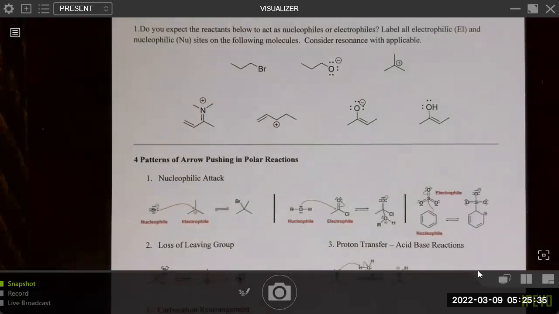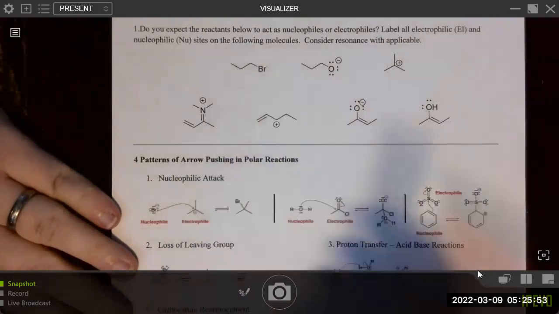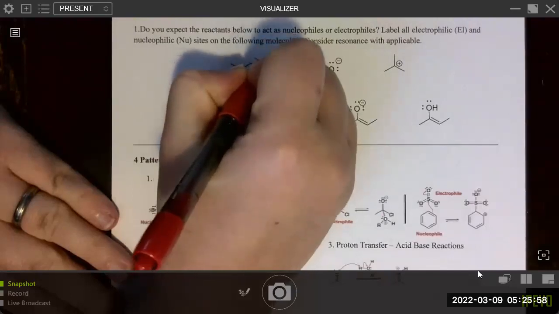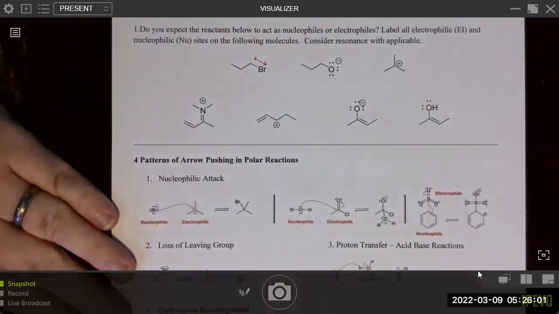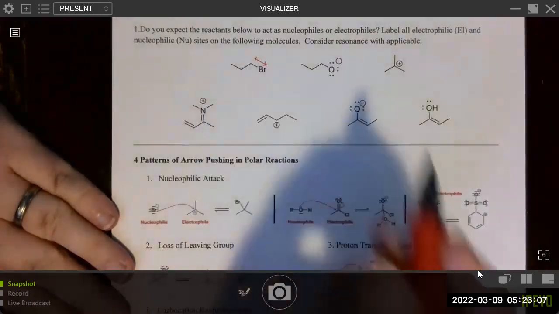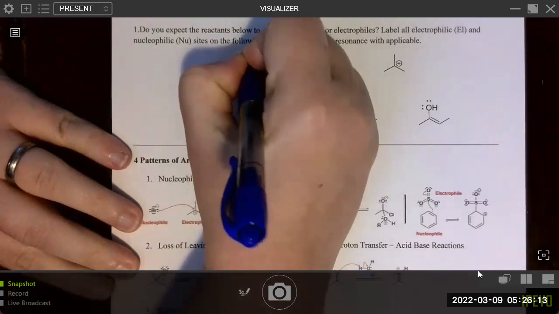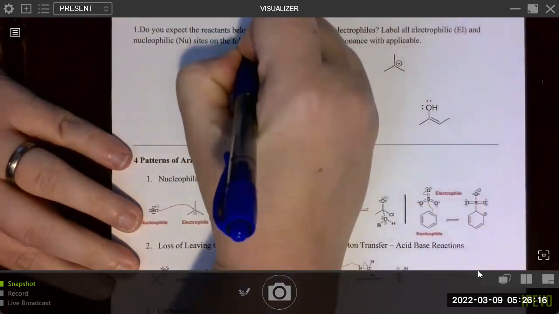It says, do you expect the reactants below to act as nucleophiles or electrophiles? Label all the electrophilic and nucleophilic sites on the following molecules. So we're going to start here with this alkyl bromide. And you might have recognized that there is a bond dipole that exists between a carbon-bromine bond, specifically making this carbon have a delta positive, right? And because it's a delta positive, it is an electrophilic site.